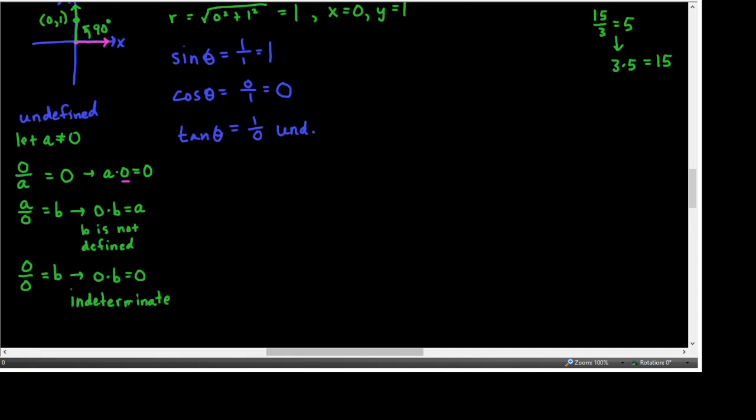And so those are the 3 possible ways that you'll deal with division involving 0. 0 divided by not 0 is 0. Not 0 divided by 0 is undefined, and 0 divided by 0 is I don't know what, without more information.